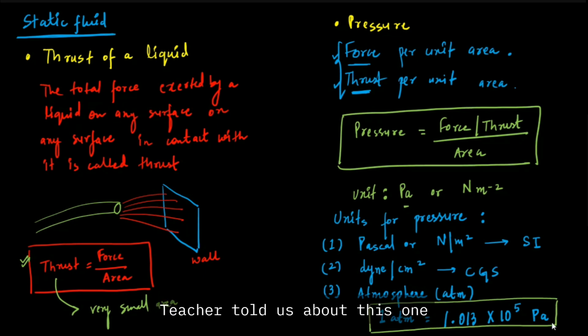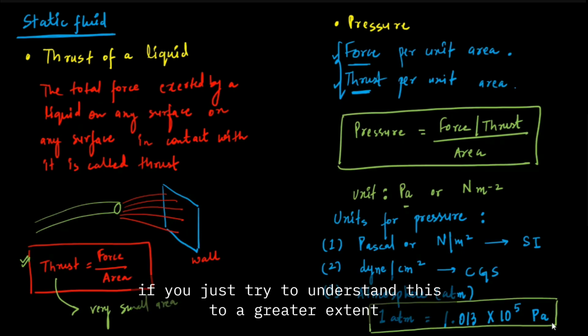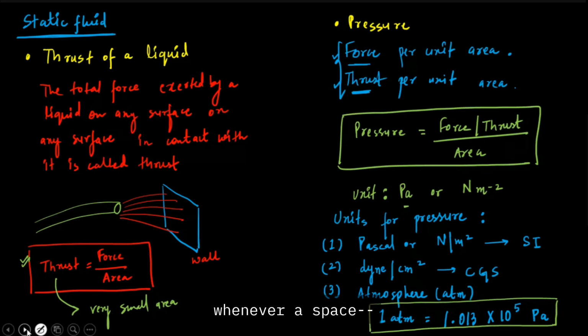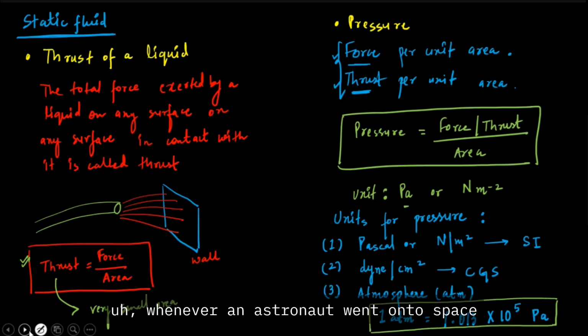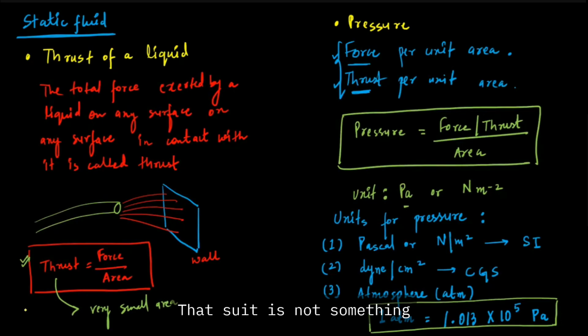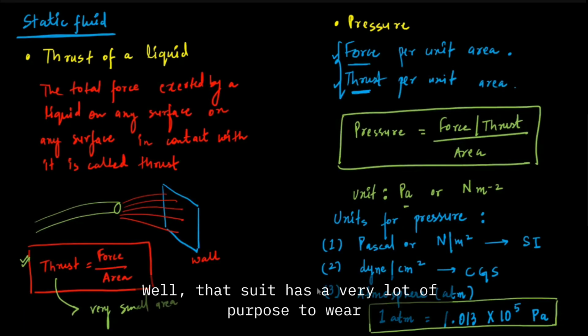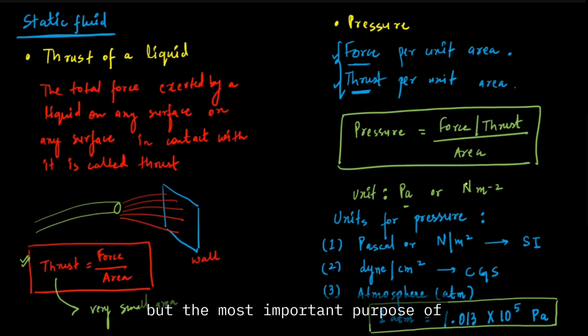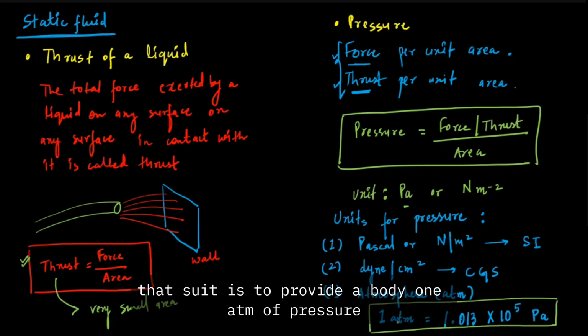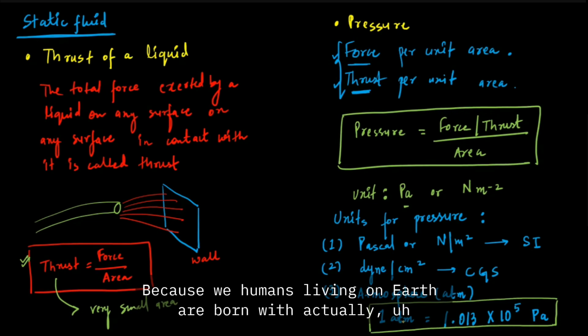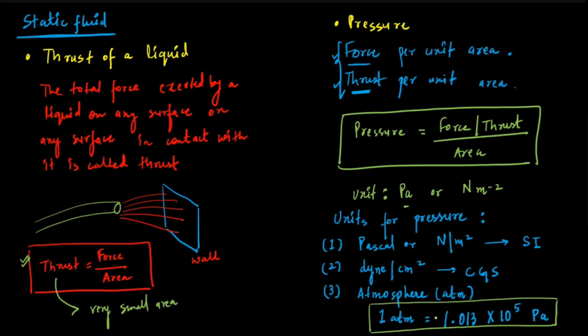Oh yeah, like, teacher told us about this one. Yeah, yeah. So if you just try to understand this to a greater extent, whenever an astronaut went onto space, they wear a special suit. That suit is not something weird. That suit has a lot of purposes, but the most important purpose is to provide the body 1 atm of pressure, because we humans living on Earth are born dealing with that pressure.